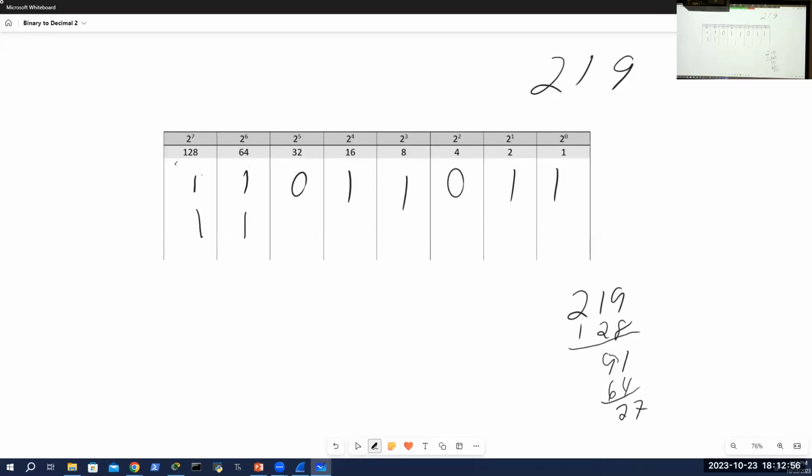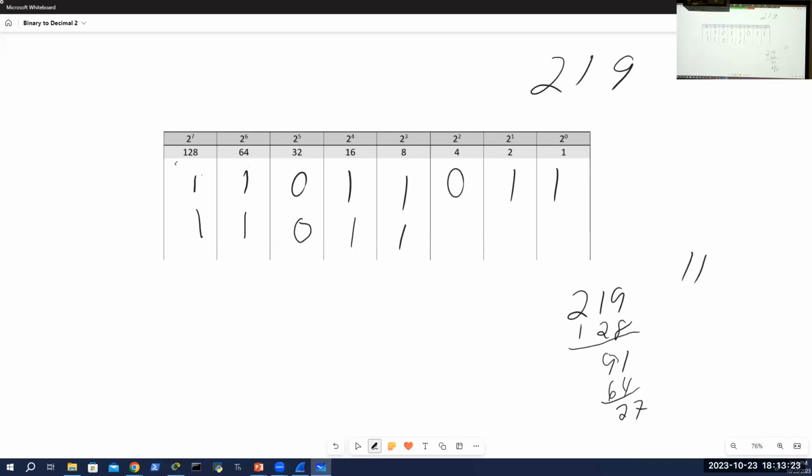Is 32 less than or equal to 27? No, it is not, so we get a 0. We don't subtract anything, we just leave our number alone. And then is 16 less than or equal to 27? Yes. So we're going to subtract 16. I'll just do that in my head. Get 11 up here. Is 8 less than or equal to 11? Yes.